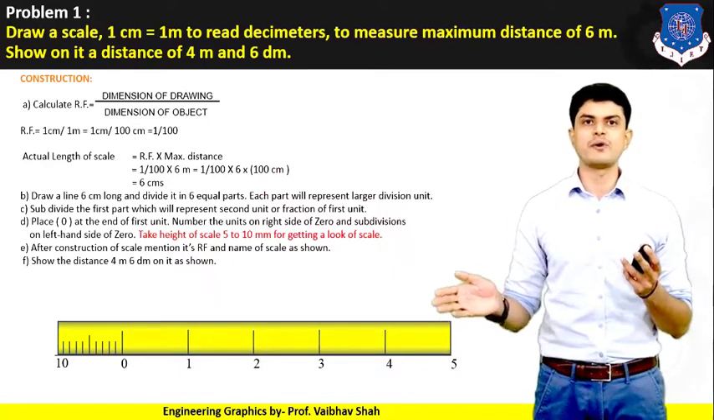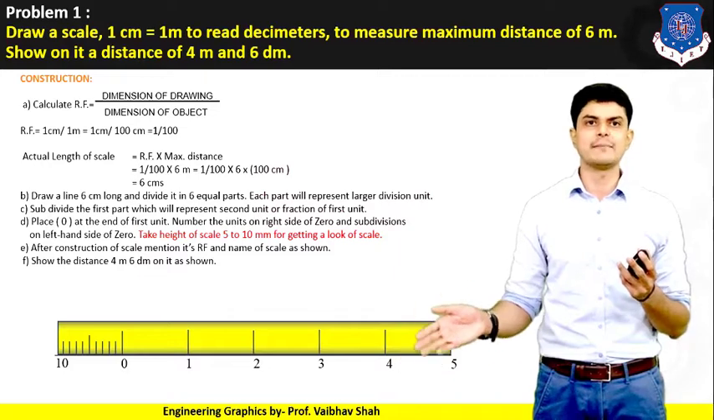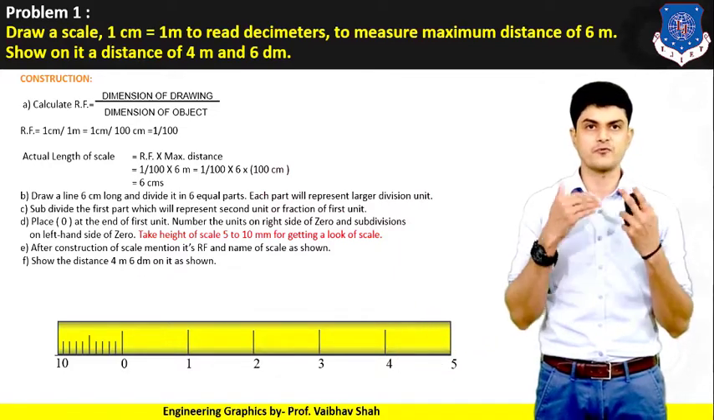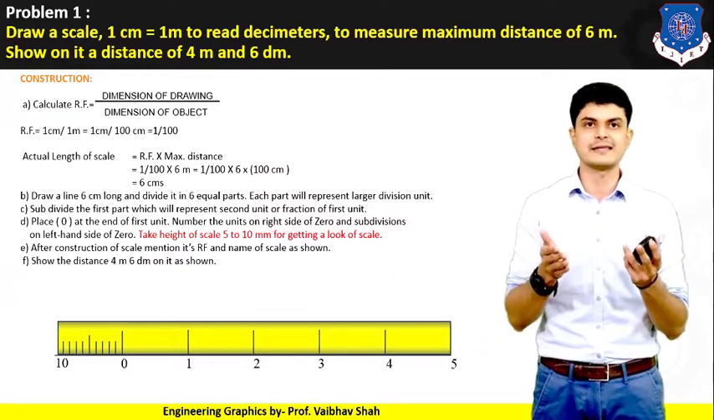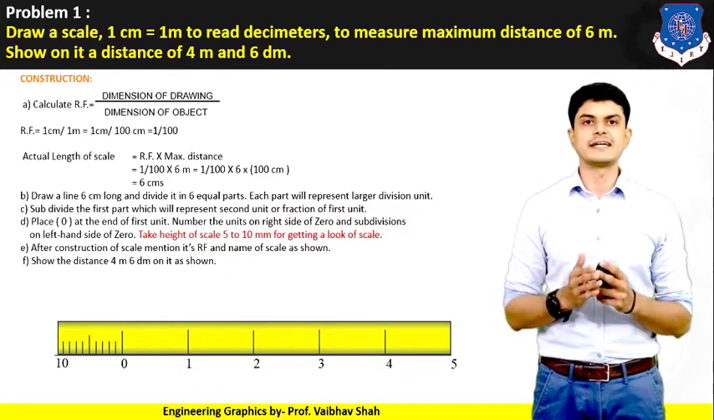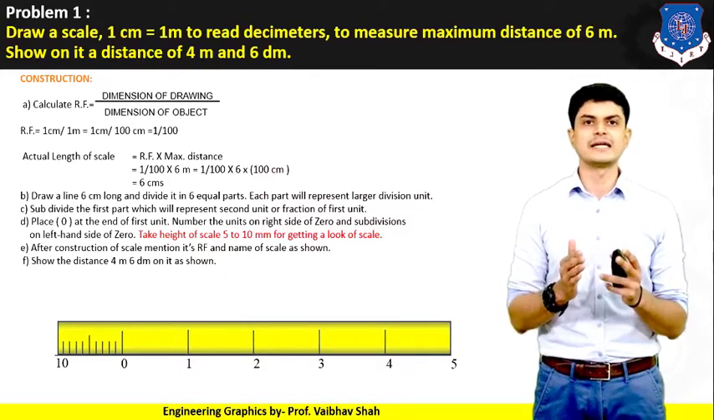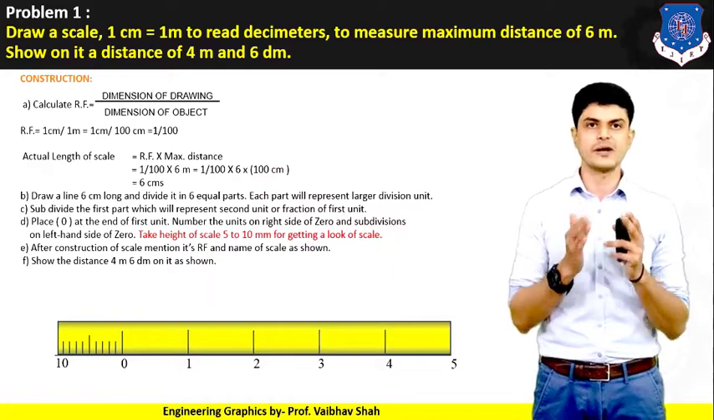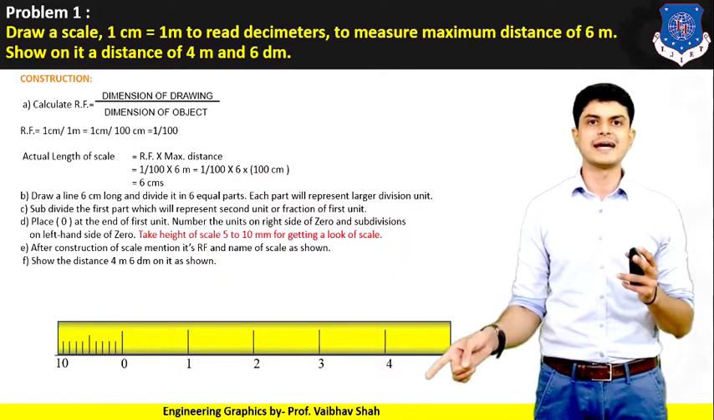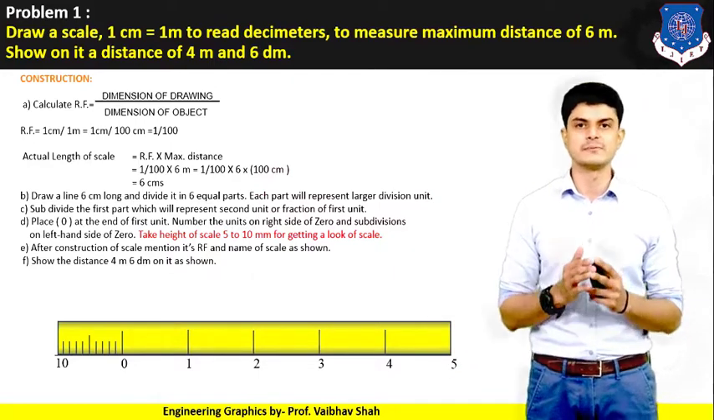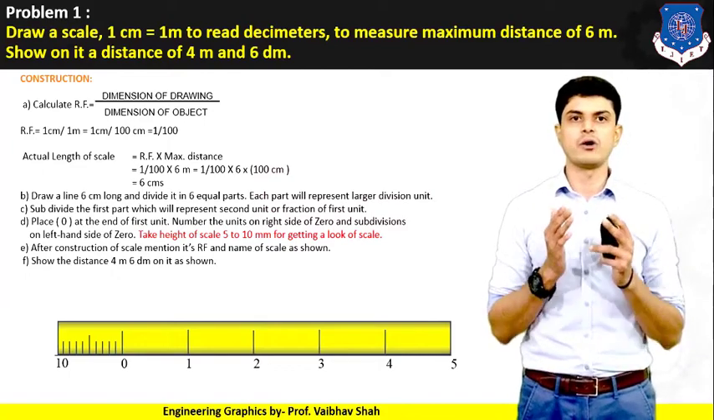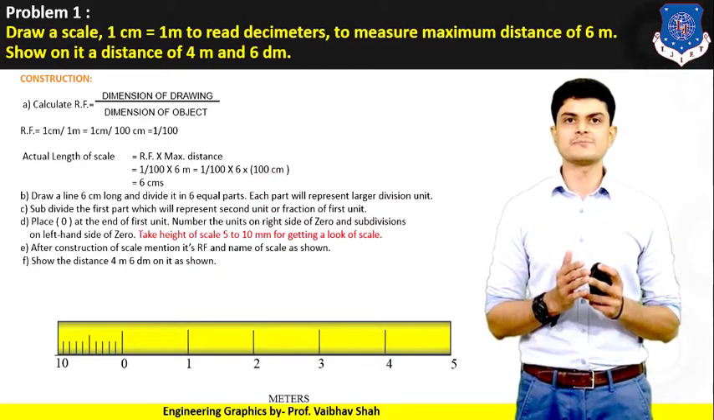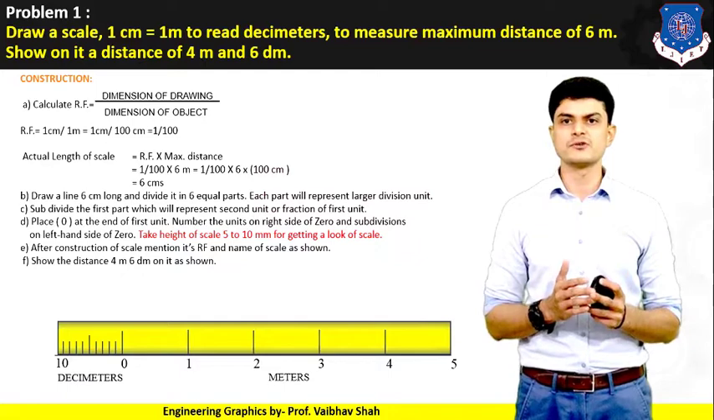We can either provide this width as 5 mm or 10 mm, meaning 0.5 centimeter, or you can provide this length as 1 centimeter. I have used 1 centimeter here, which looks great on your drawing sheet. So try to use the height of the scale as 1 centimeter. Now we have almost constructed the scale. Now let us put the value of the units on this scale.